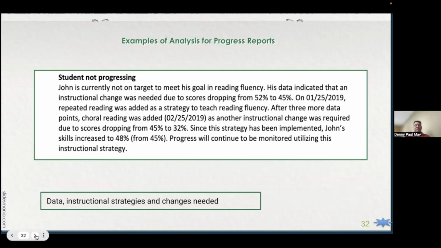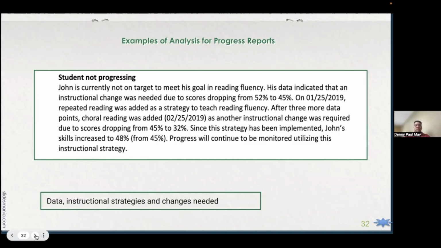On 1/25/2019, repeated reading was added as a strategy to teach reading fluency. So you can see what needs to go in that analysis. Student not making progress, so we made an instructional change. After 3 more data points, choral reading was added. He still wasn't making progress, but we're making those instructional changes. He's close, but he's not progressing the way we want him.